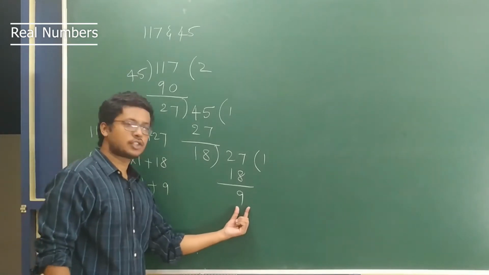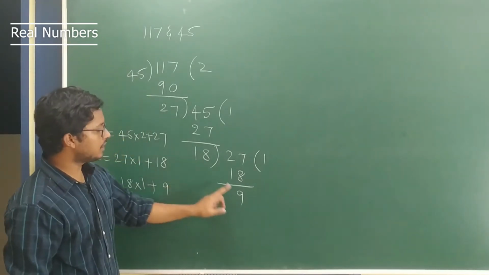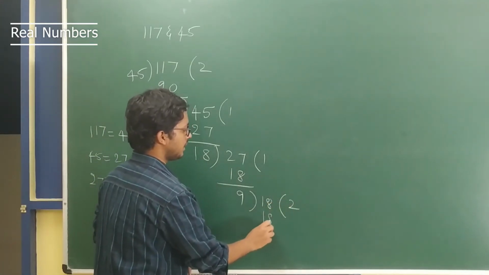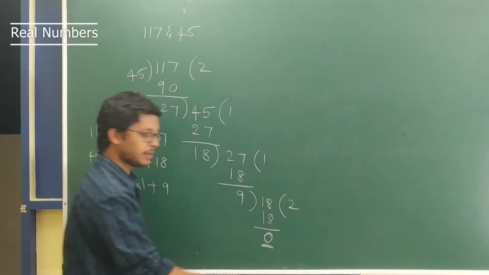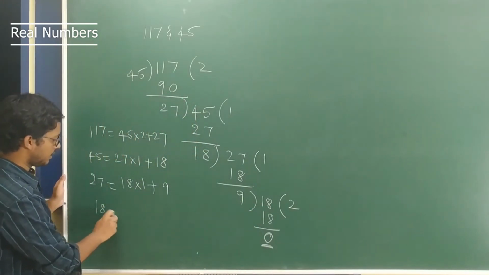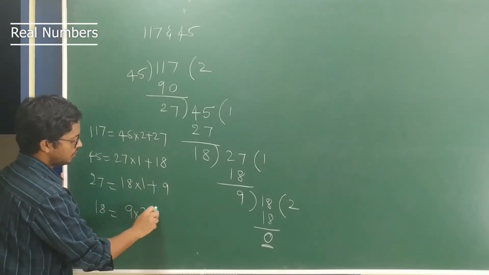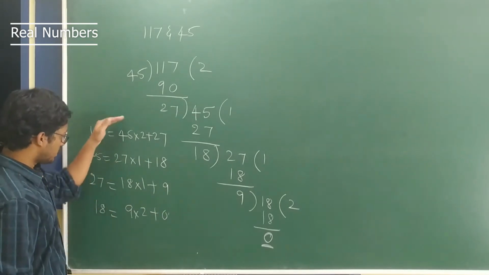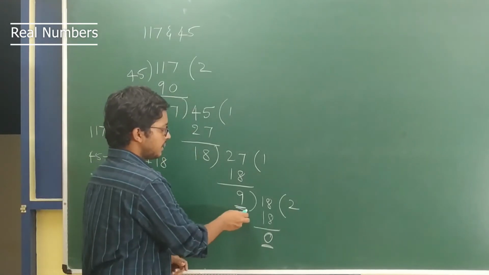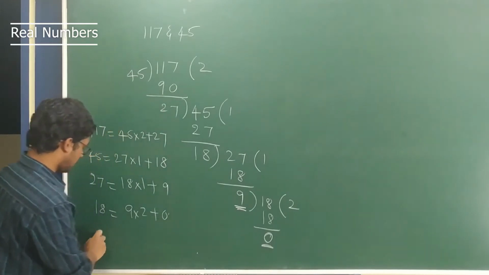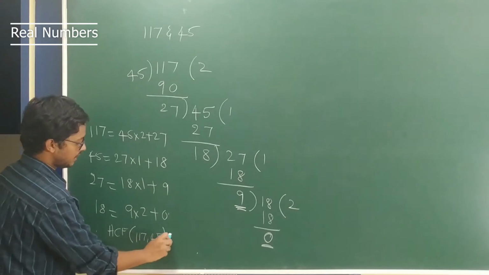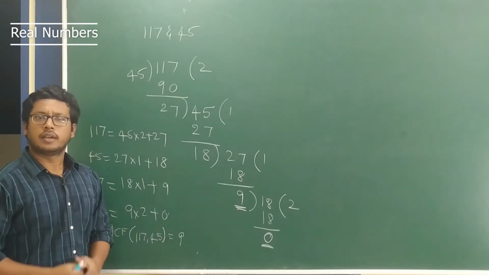Now still the remainder is not 0. So you go ahead and again express 18 in terms of 9. So bring this 18 here. So it will be 9, 2s are 18, and now the remainder finally became 0. So what did you do here? You expressed 18 in terms of 9. So 18 is equal to 9 into 2 plus 0. So you're supposed to write all these steps. Once the remainder becomes 0, the final divisor itself is the HCF. So therefore, HCF of 117 and 45 is 9. I hope you understood this one.